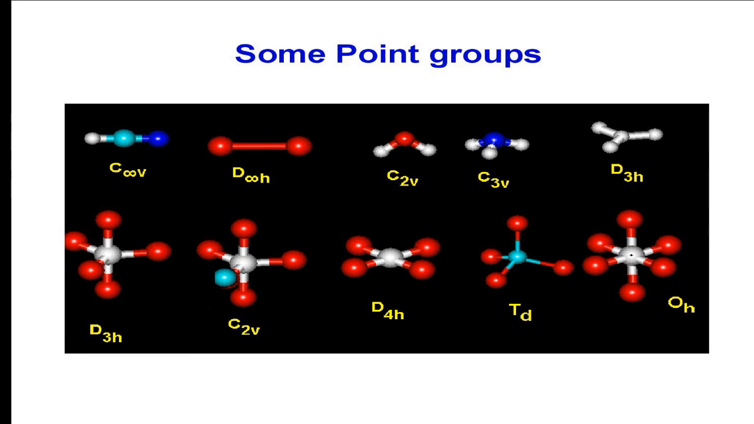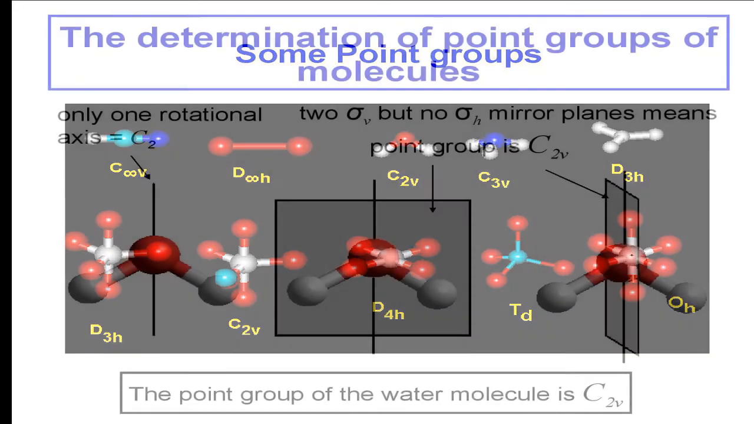What are they? C∞v, D∞h, C2v, C3v, D3h. See, this is PCl5, D3h. Then C2v, and we can easily see this is C3v. D4h is the square planar molecule, then the tetrahedral molecule, then the octahedral molecule. These are the various point groups, and they take the form like that.